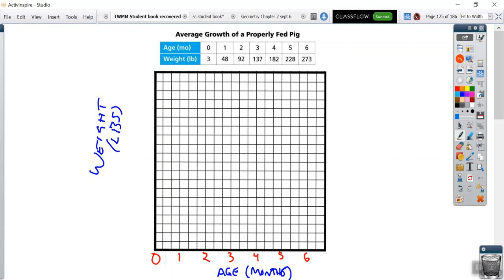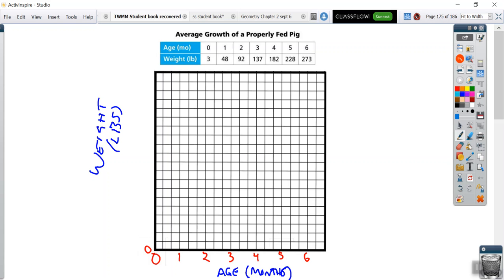All right. Now the y-axis is a little trickier. We need to go from 0 pounds all the way up to about 300 pounds. So if I have 20 lines, how many times does 20 go into 300? Well, 20 goes into 300 15 times. Oh, okay. So I can actually count by 20s and probably be okay. So we're going to start with 0 at the origin.